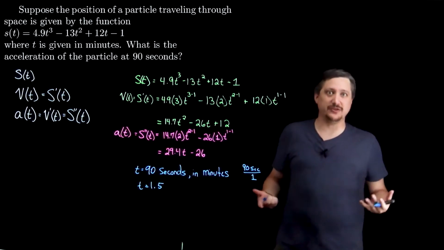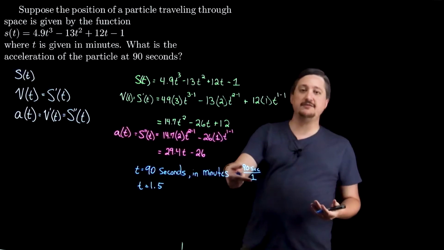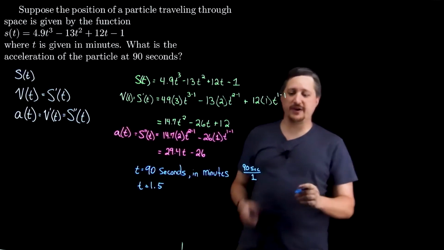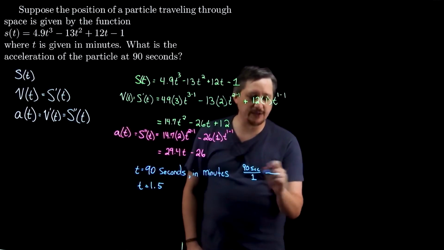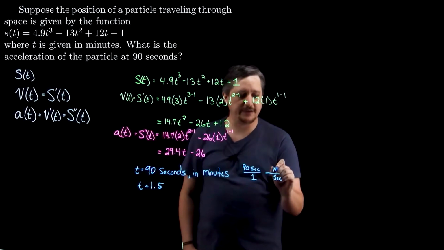So this is called dimensional analysis, if you've seen this before. But the idea is that you take what you have, and then you treat the unit itself almost like part of the fractions. The idea is you want to get rid of seconds, and you want to have minutes, right?